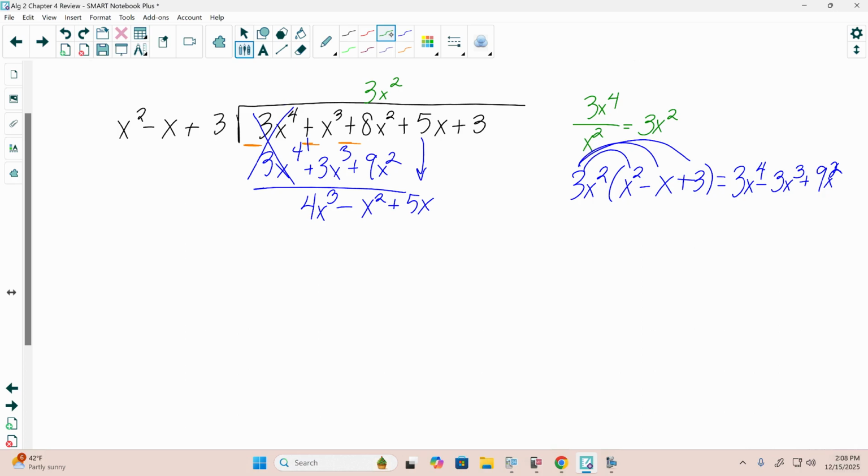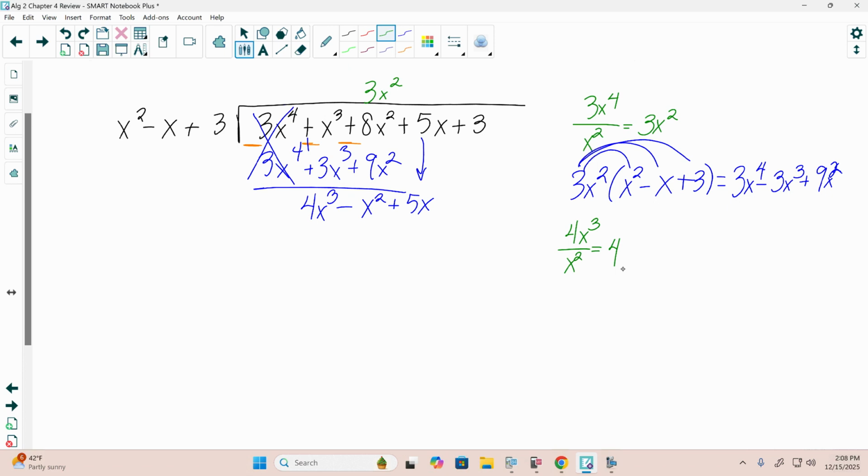And we do this again. So now we're going to take the biggest term inside and divide it by the biggest term outside. Biggest term inside now is 4x cubed. Biggest term outside is x squared. So we're going to take 4x cubed and divide it by x squared.